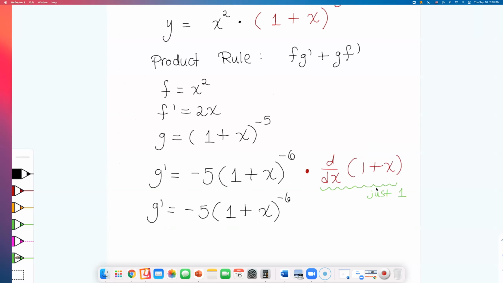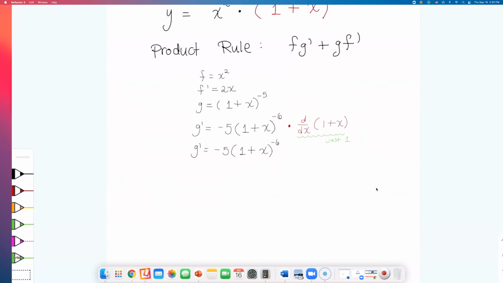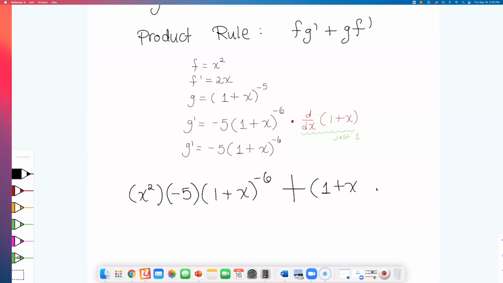So I got all my pieces written down super big. Maybe I should make it a little bit smaller. And I am ready to do the product rule. So the product rule says first times the derivative of the second. First is x squared. Derivative of the second is this. So let me write that. That is negative 5 times 1 plus x to the negative 6 power plus, let's move on to the next part, g times. The g is 1 plus x to the negative 5. We multiply this by f prime, first derivative, which is 2x.